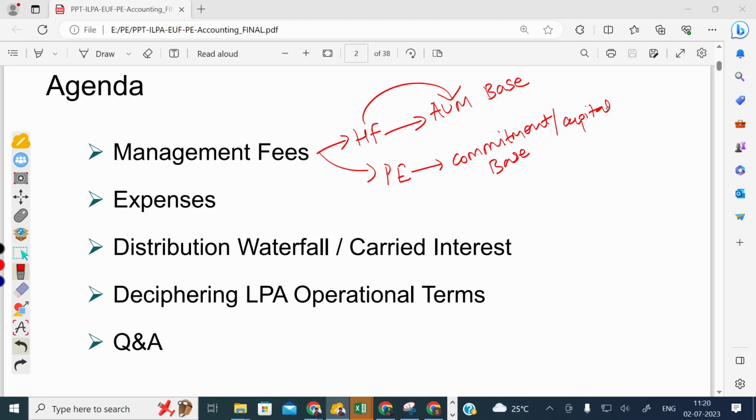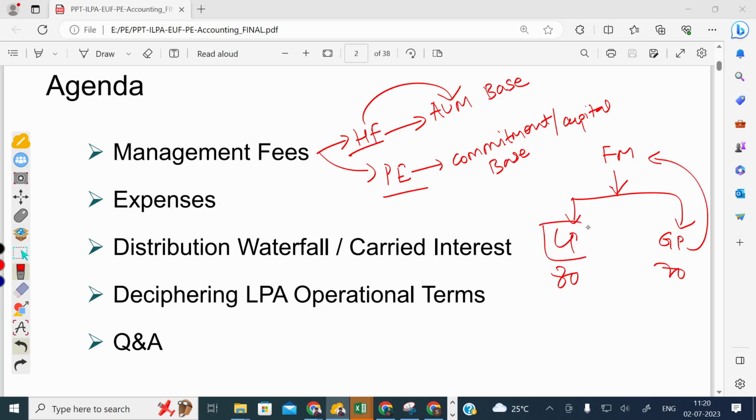So does the general partner also need to pay management fee because he's the one managing? Yes, it is for everyone. What if the fund manager is a different one, and the limited partners and general partners are both different? Say they contributed 80 and 20, and that 80-20 amount is transferred to the fund manager, who is from a different organization. They are managing the investment. Then of course these fees will be incurred by both limited partners and general partners.